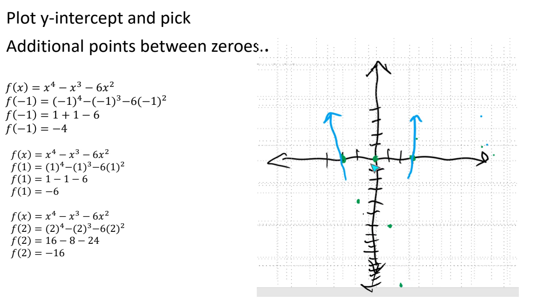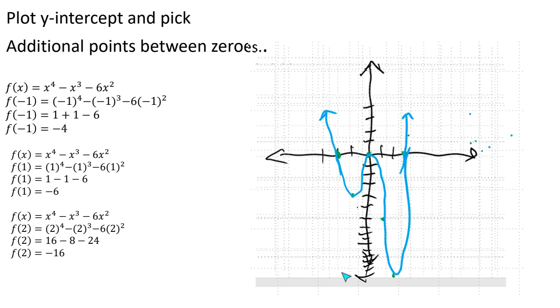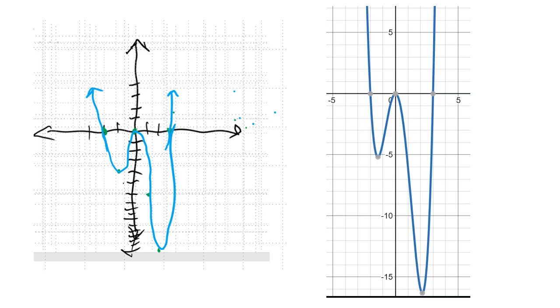So then I can sketch my graph. It's going to come down here. It's going to touch, turn, and then it's going to come back up. And so that would be your graph. Of course, a prettier version with the computer will look like this. But at least if we do it by hand, then we can identify it if it's a multiple choice question, for example.